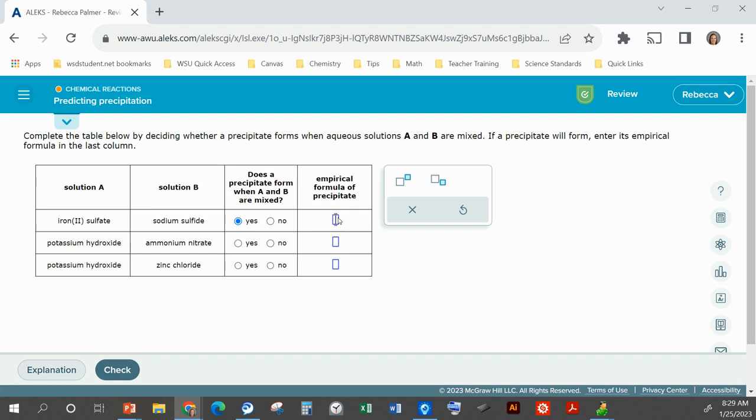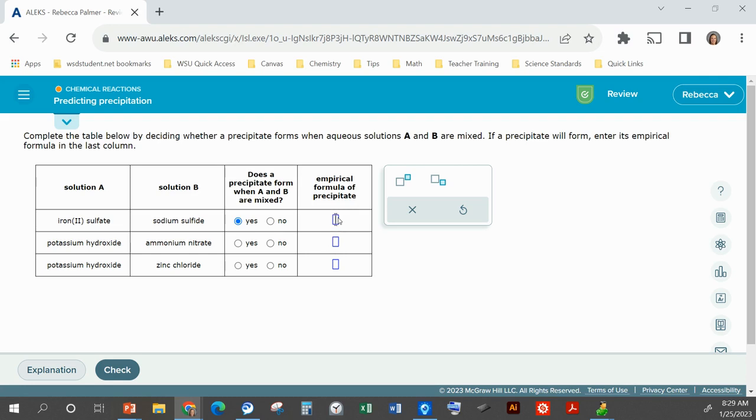If you're stuck, just show your work. Then we have 2 irons for 2 sulfurs. We can't leave it like this. It's ionic, so we need to simplify. We're going to divide by 2. So that's our formula.